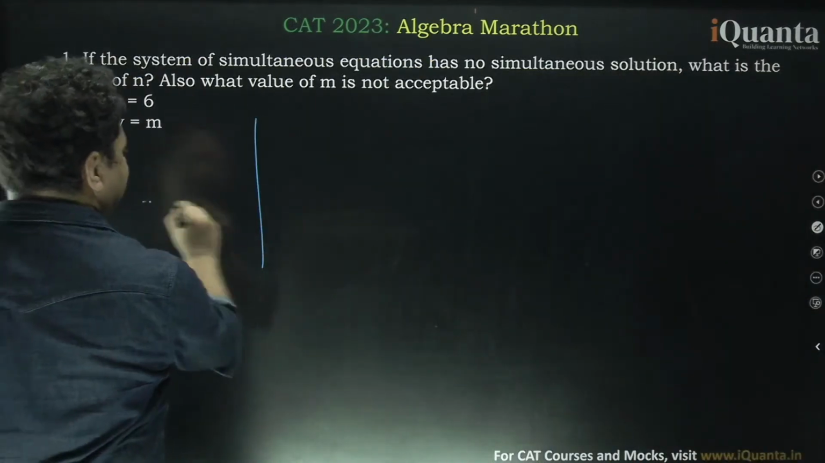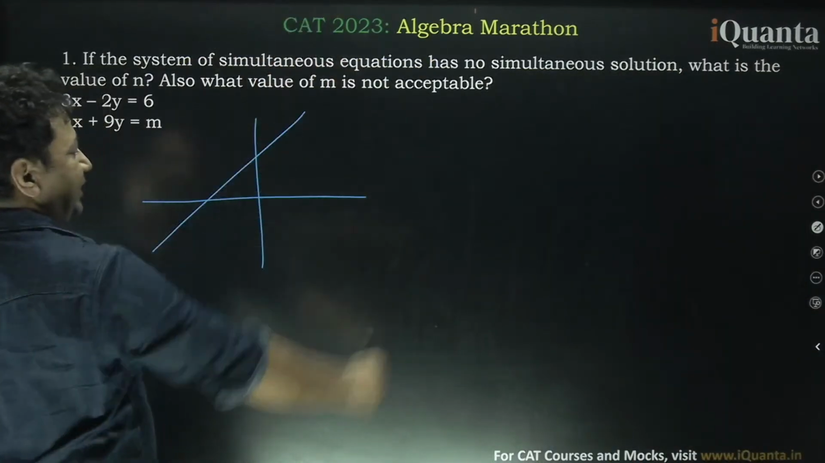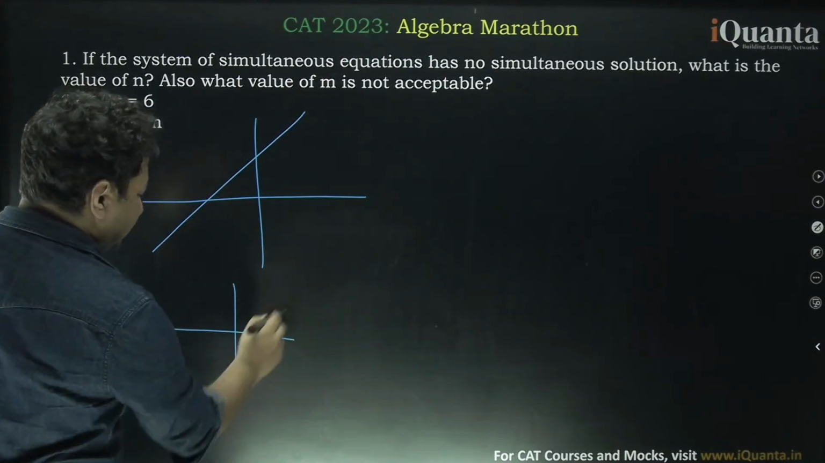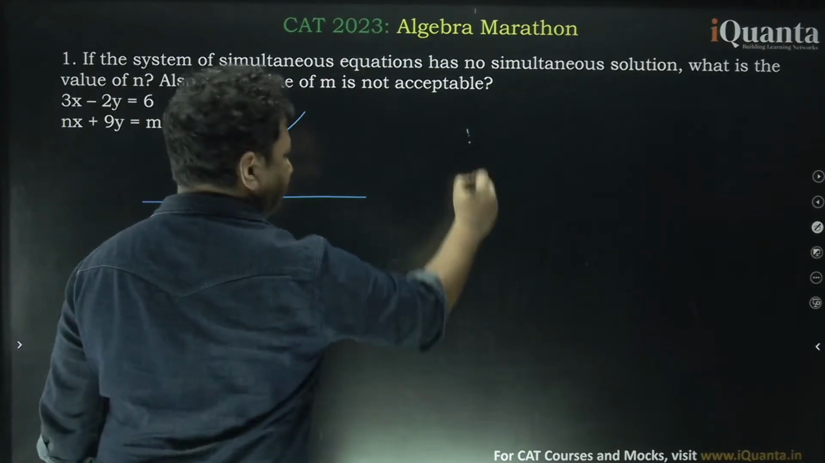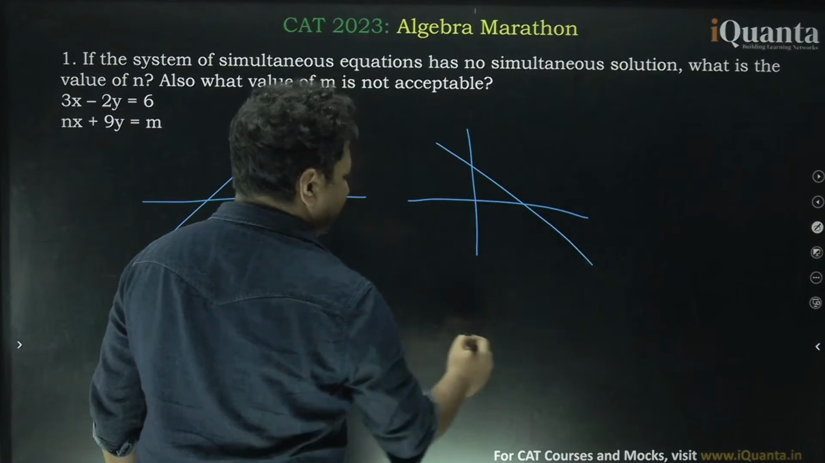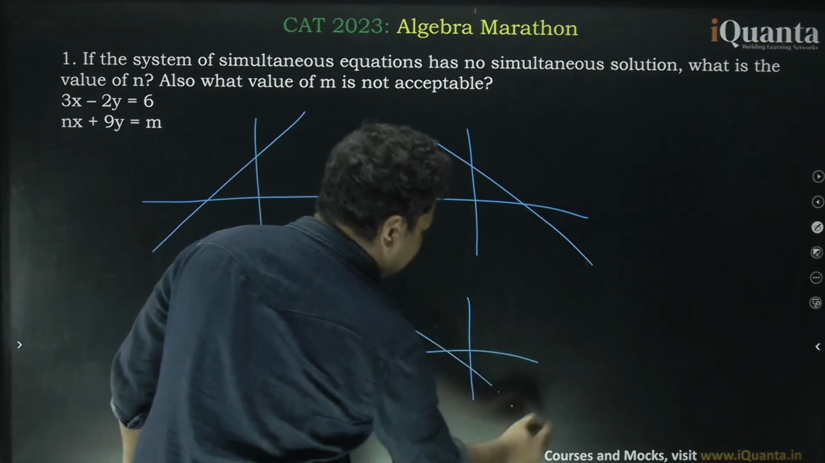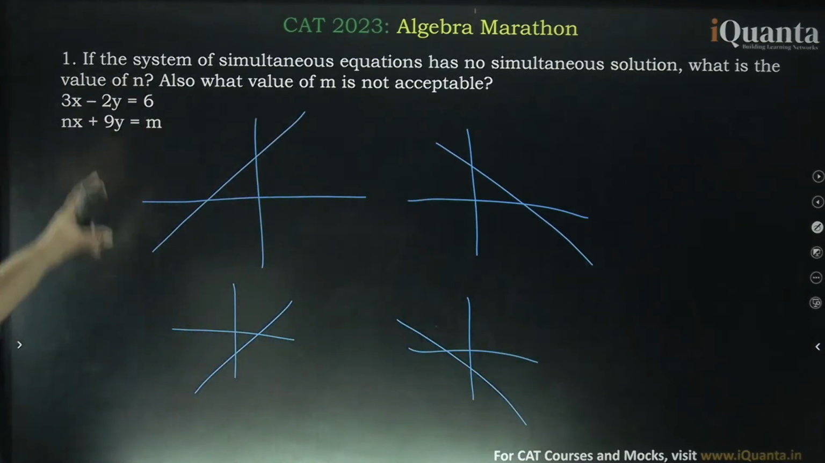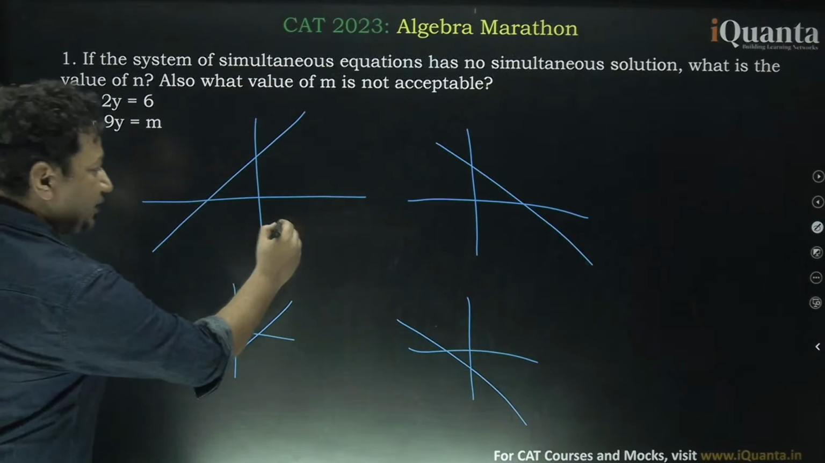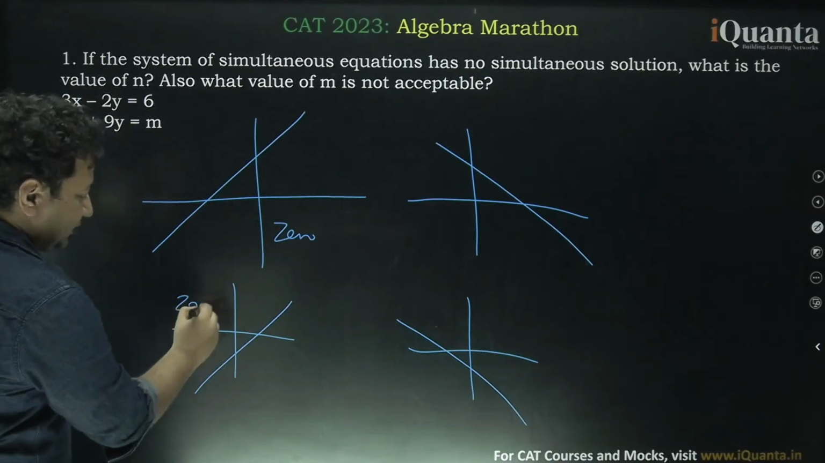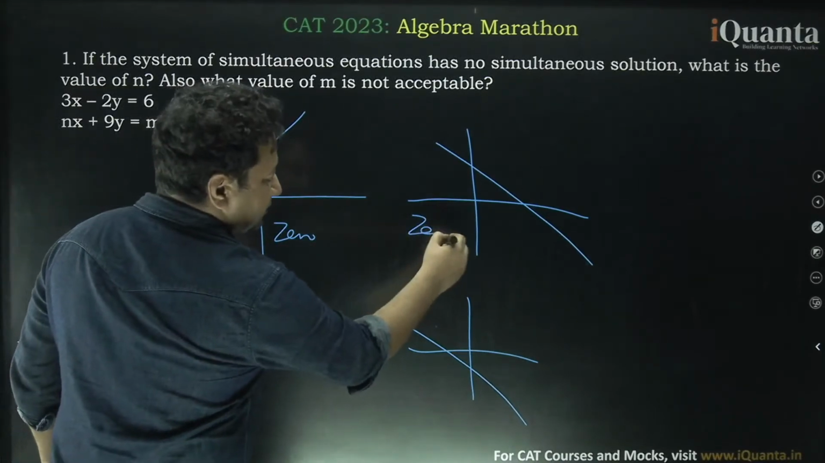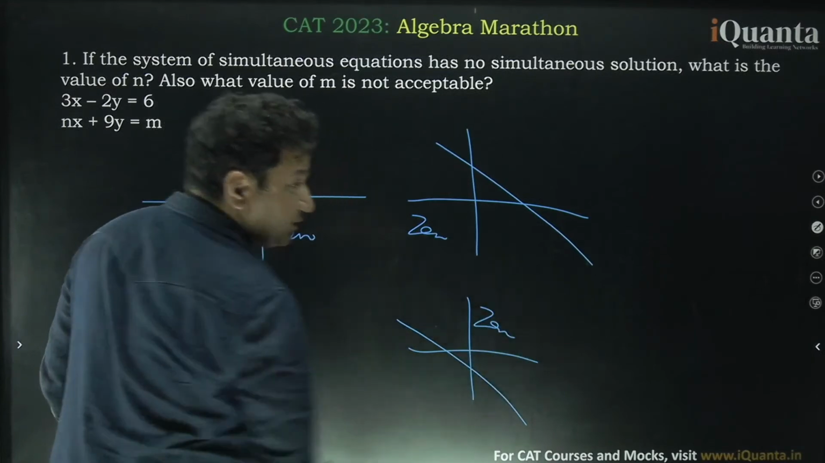We can have lines like this. This can be a line, isn't it? This can be a line. This can be a line. This can be a line. So in all these things where the line is not passing through the origin, we'll always be having one quadrant in which there will be zero solutions. 0 here, 0 here, 0, 0, right?